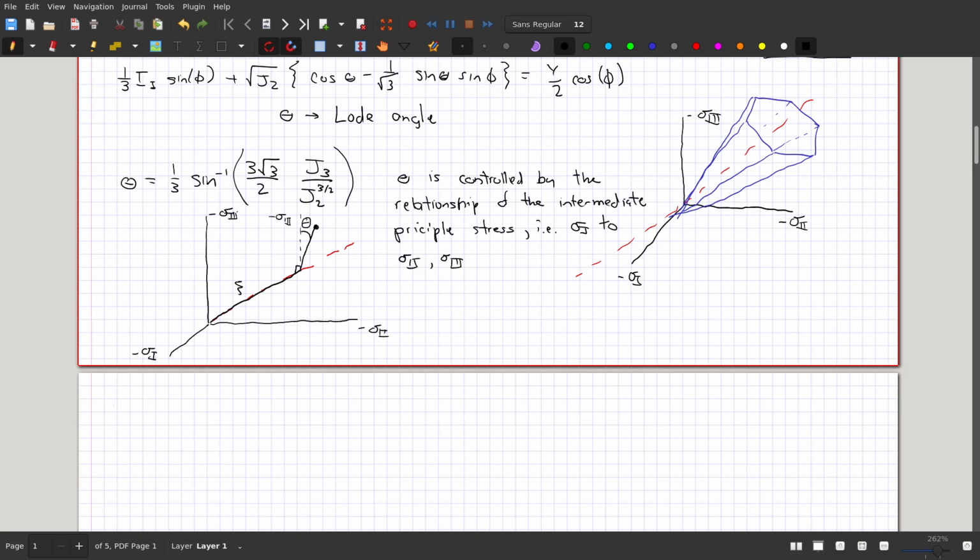And so, for example, when sigma 2 equals sigma 3, the load angle is 60 degrees. When sigma 2 is equal to sigma 1, the load angle is equal to 0 degrees. All right.